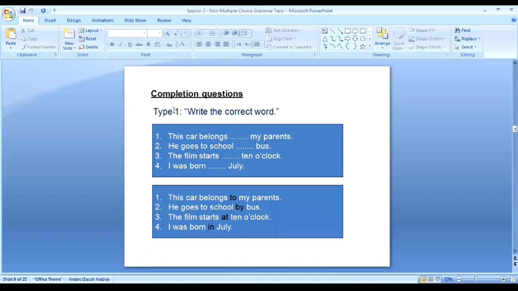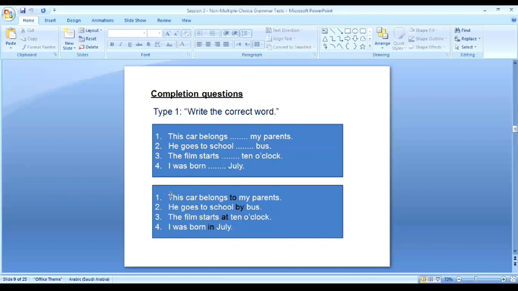We have type 1, completion questions. Type 1: write the correct word. So the students or the pupils are asked to complete the sentences from their minds. This is called completion. This car belongs dash dash my parents. He goes to school dash dash bus. The film starts dash dash 10 o'clock. I was born dash dash July.